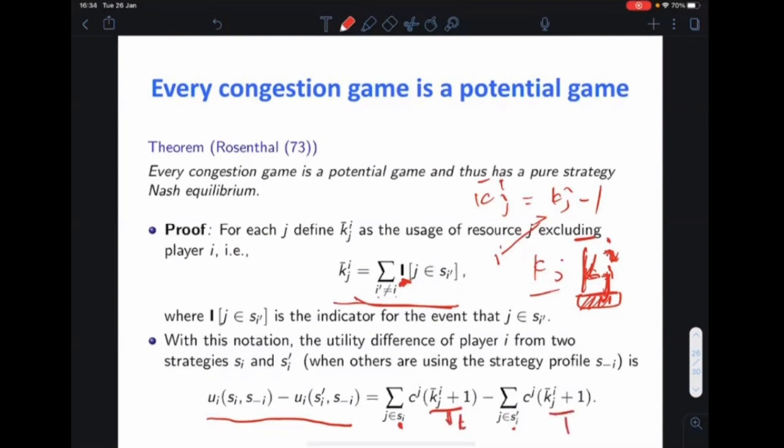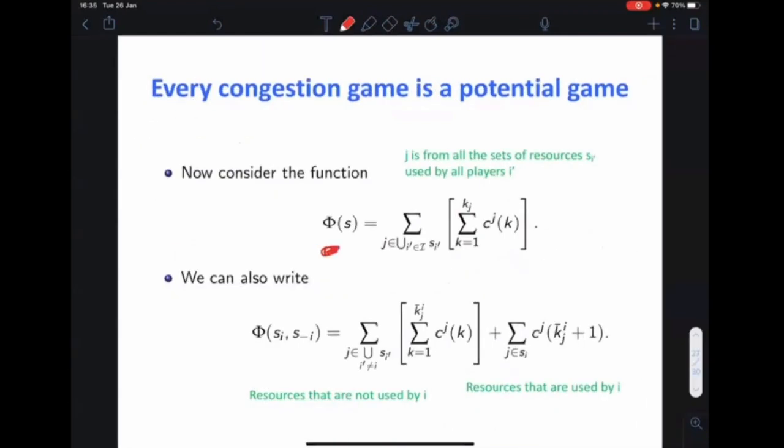And this is basically equal to K, but just for the later needed. So instead of doing this K, I'm going to do this K_j plus 1.